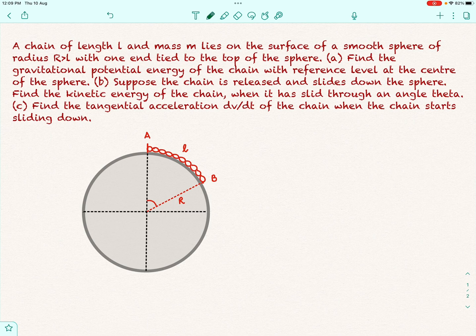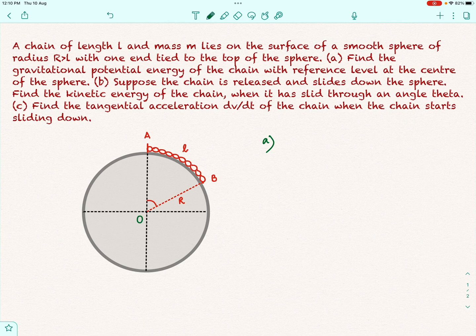So let's take up all the parts one by one. We have to work through the mathematics of each part separately, so we can consider all three parts independent of each other. Let's work through them one by one. The first part first: finding the gravitational potential energy of the chain with the reference level at the center of the sphere.